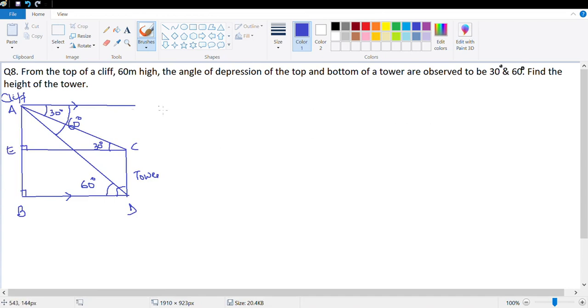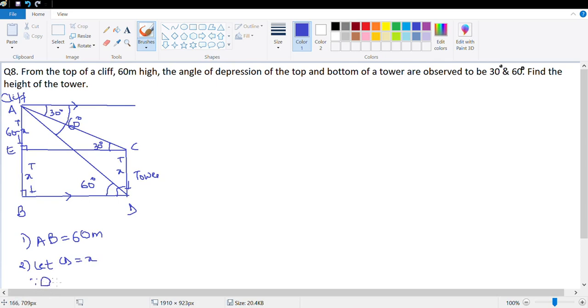Perfect. So we need to find the height of the tower. So this is what we need to find. Let this height of the tower be X. Let this also be X. And the cliff is 60-meter high, which means AB, the total is 60, which means AE is equal to 60 minus X. Let's just write that down. Number 1, AB is equal to 60 meter. Number 2, let CD is equal to X.